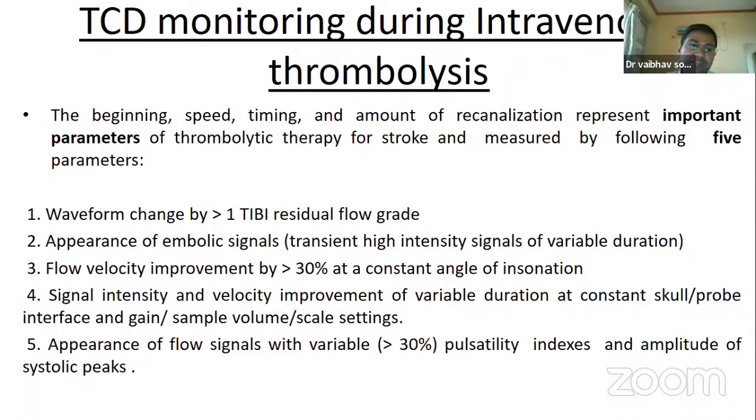With the headgear, we do continuous TCD monitoring at a particular constant angle of insonation. Signal intensity and velocity improvement of variable duration at a constant skull probe interface, and gain, sample volume and scale setting, we have to keep at a constant level. Then only will we know whether there is improvement in the flow velocity or not.